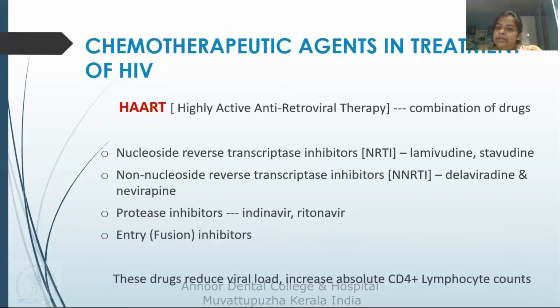Now, these drugs can be used in a combination, and I'm sure you've written this. This was there in your 3rd year record writing, right, when you were writing about HIV. And these drugs, when used in a combination, they will reduce the viral load. They will increase the absolute CD4 plus lymphocyte count. That is what we need for treatment. So HAART, highly active antiretroviral therapy. And these are the 4 drugs which are used. And the combination of these can reduce viral load and increase the immune cells, the absolute CD4 plus lymphocyte count.